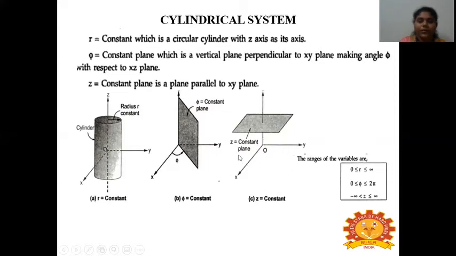Again, we know the ranges: for r it varies from 0 to infinity, for phi it varies from 0 to 2 pi, and for z it varies from minus infinity to plus infinity. So these are the types of planes and the cylinder we obtain when each axis becomes constant. When r is equal to constant, we obtain a cylinder. When phi is equal to constant, we obtain a plane. When z is equal to constant, we obtain a plane which is parallel to the xy plane.